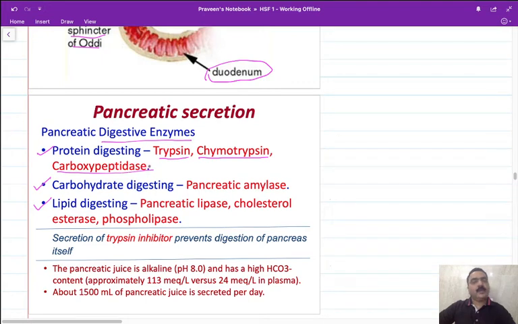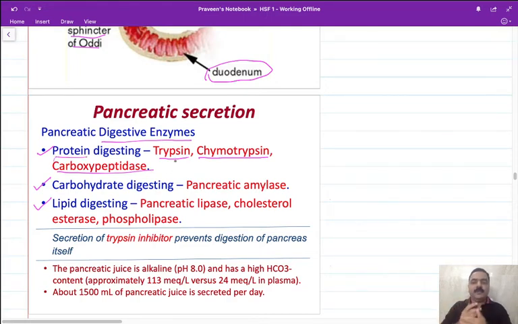Okay, so those are the protein digesting enzymes. Can it cause the complete protein digestion? No. Trypsin, chymotrypsin, carboxypeptidase have very specific actions. In the next slide we will discuss about the specificity. Okay, so now let's look at the other one, the carbohydrate digesting enzyme.